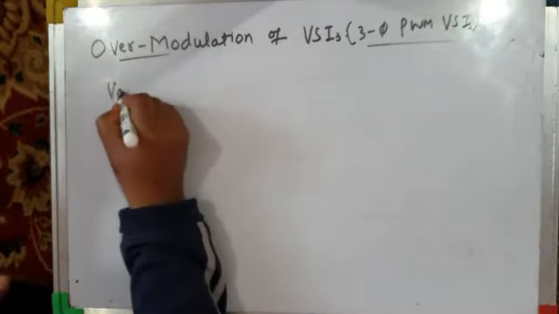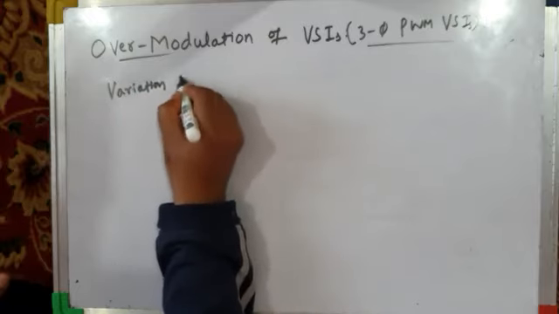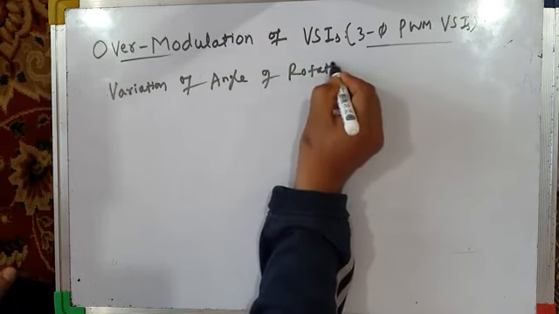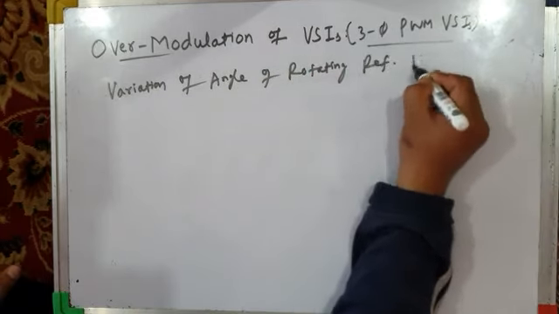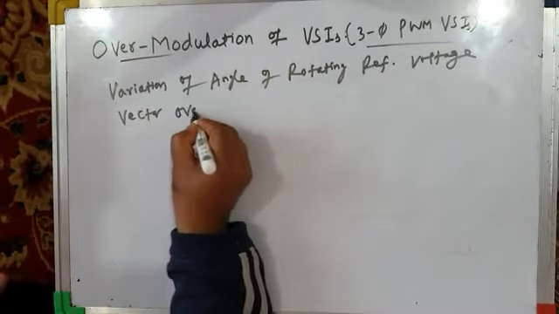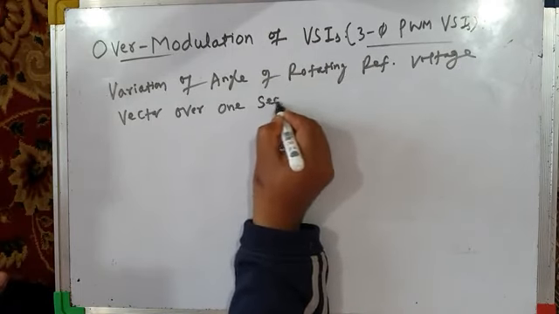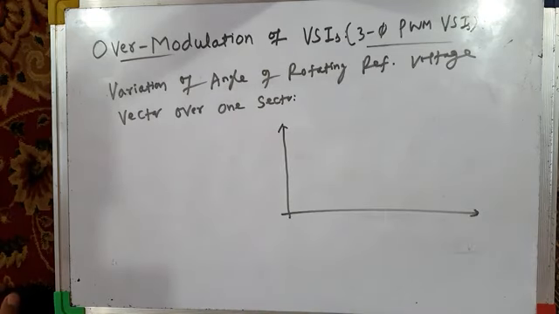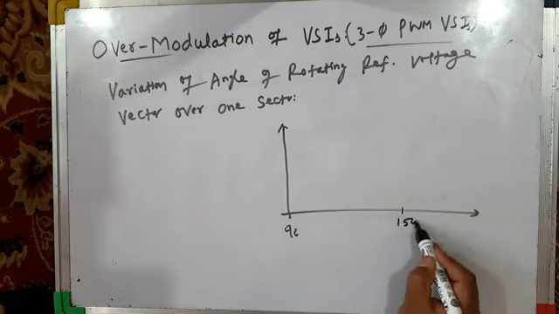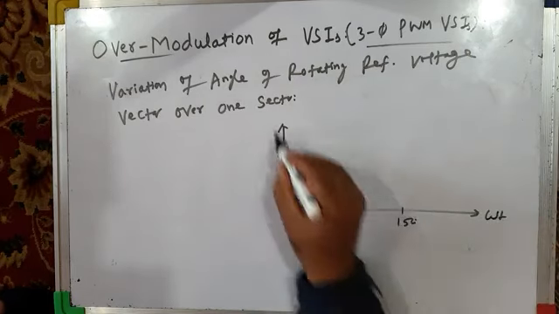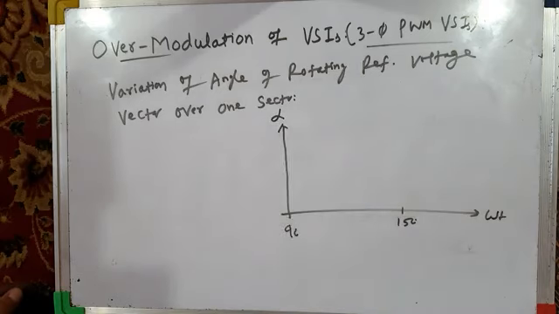I will write here: variation of angle of rotating reference voltage vector over one sector. We can again take one sector, say 90 degrees to 150 degrees. So this is 90 degrees, this is 150 degrees. This is omega t. I would now like to plot the angle of the rotating reference vector.